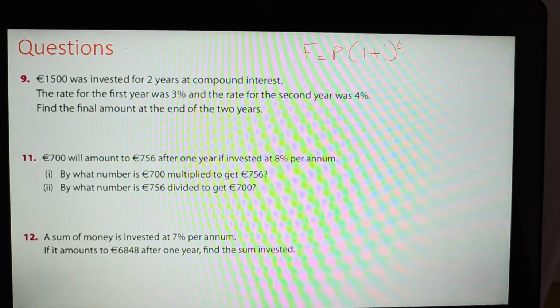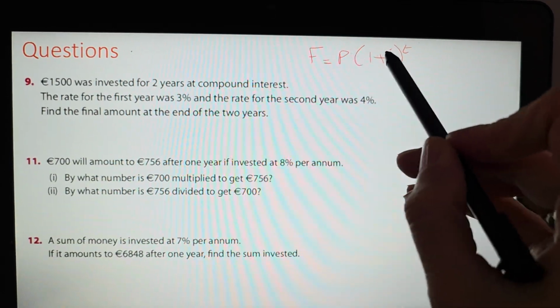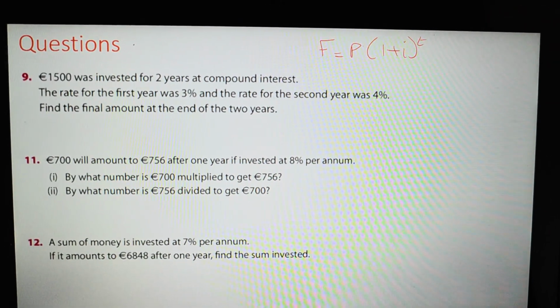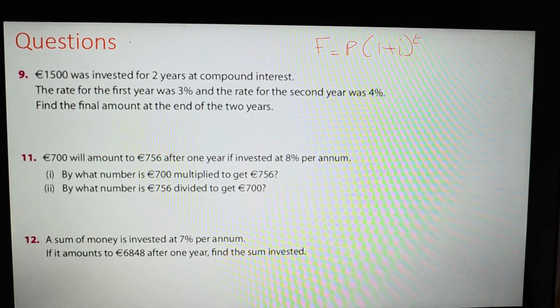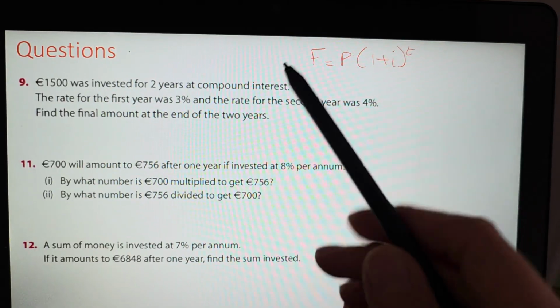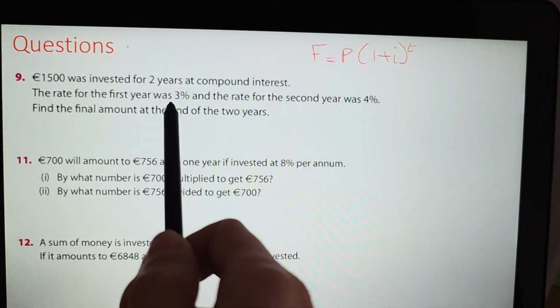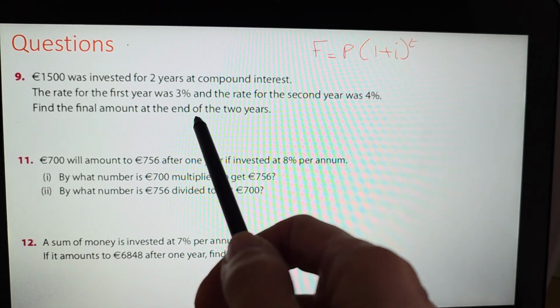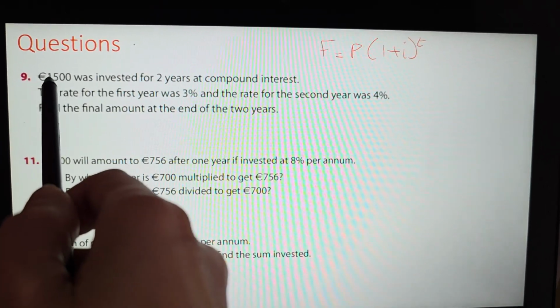Okay, question 9. Again, I'm using my compound interest formula. €1,500 was invested for 2 years at a compound interest. The rate for the first year was 3%, and then the rate for the second year was 4%. So the fact that the first year had a different interest rate to the second year, I'll have to do them separately. Find the total amount at the end of the 2 years. Okay, so that's my value for P.